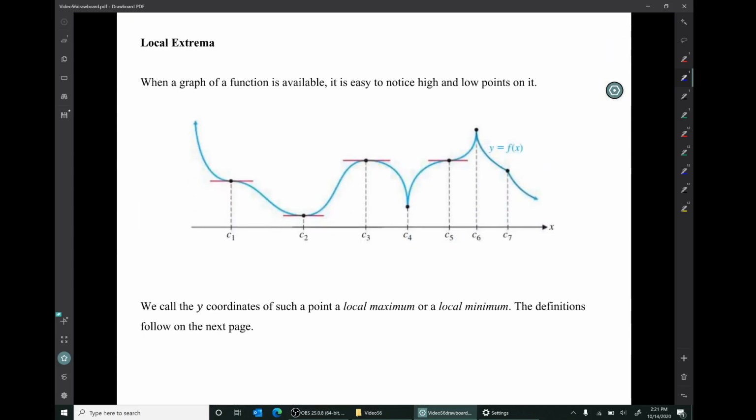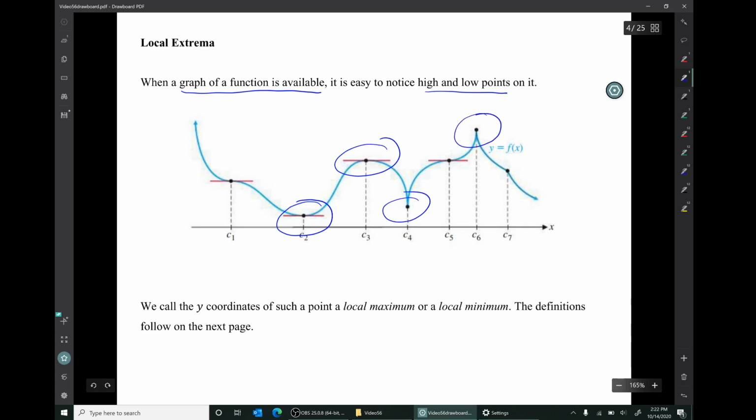So I want to start by discussing local extrema. When a graph of a function is available, it's easy to notice high and low points on it. So for instance, here's a low point on the graph, here's a high point, here's a low point, here's a high point. We call the y-coordinates of such a point a local max or a local min. The definitions follow on the next page.